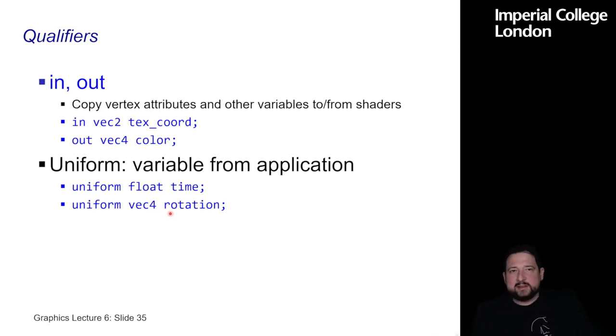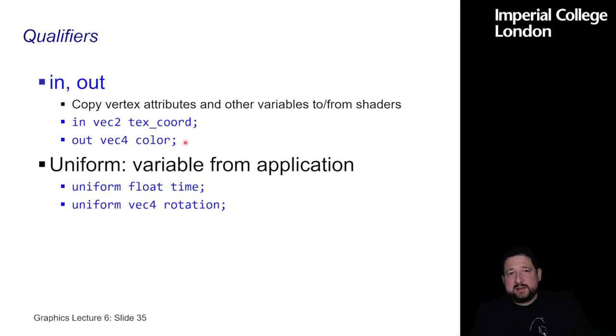In GLSL, there are in-out qualifiers. These copy vertex attributes, for example, and other variables to and from shaders. So they come before all the functions. So you would say, for example, that into this shader component, you would have the vec2 texture coordinate coming in from the previous parts of the pipeline, and your linker will tell you if that is not matching whatever comes out of the previous shader. So that is a common source of errors. For the shader, you can then also define what comes out, like in this case, a vec4, which is a very common one, a color for the fragment shader, for example.